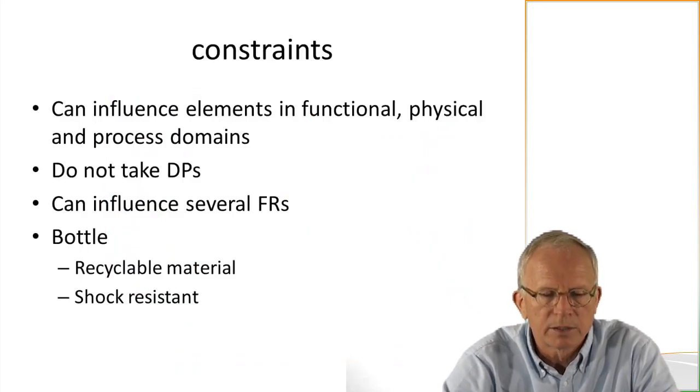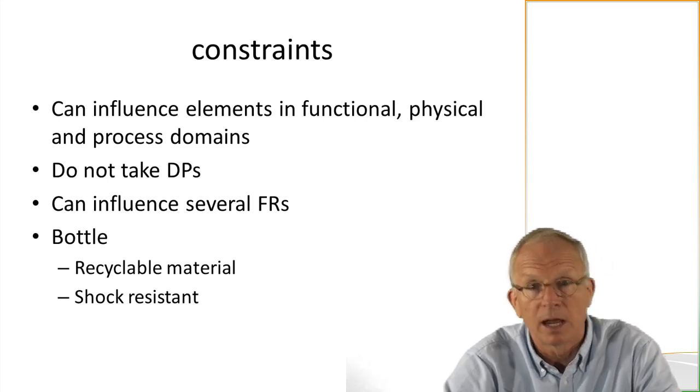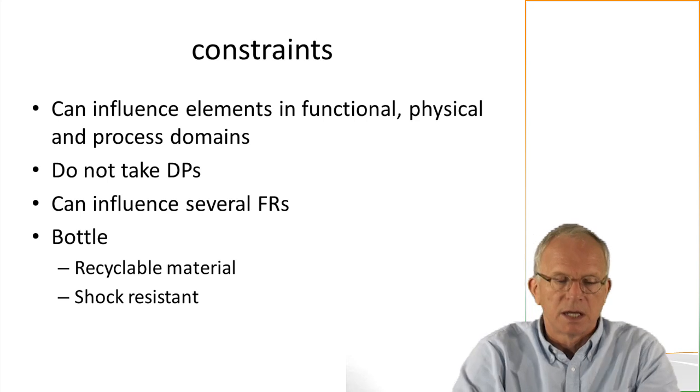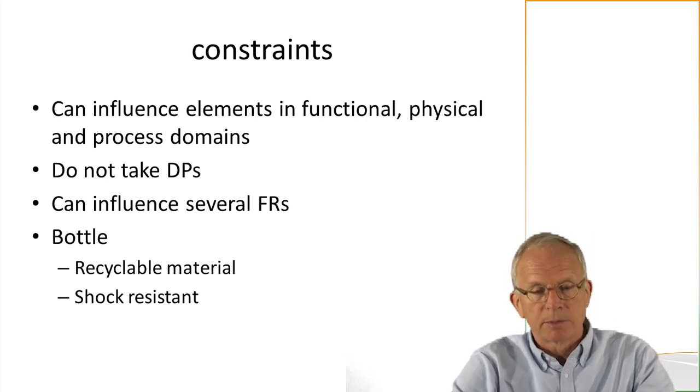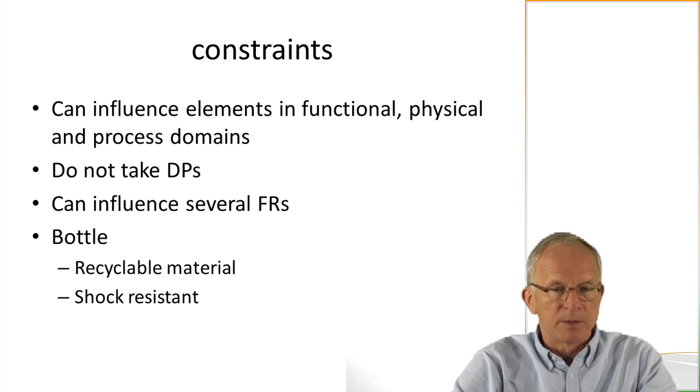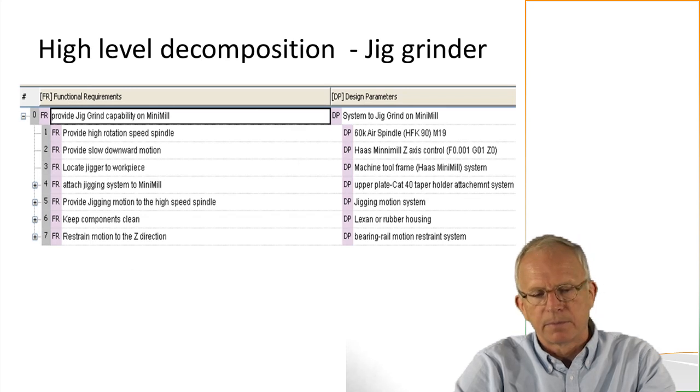So constraints, we talked about these a little bit previously. They can influence elements in any of the domains. They do not require DPs. They can influence several FRs. For example, the bottle might be constrained to be made out of recyclable material and maybe some sort of shock-resistant material so it doesn't break when you drop it.